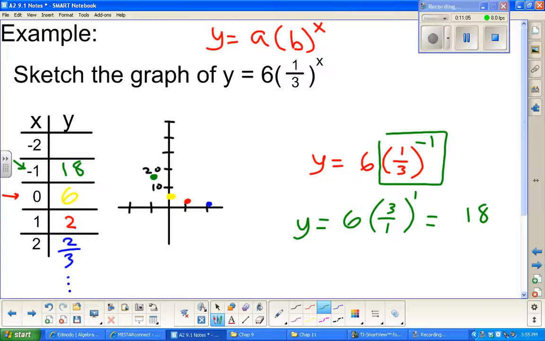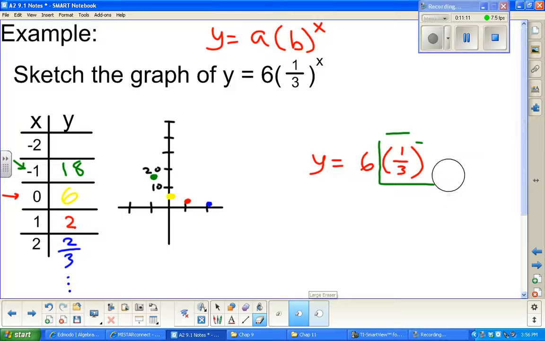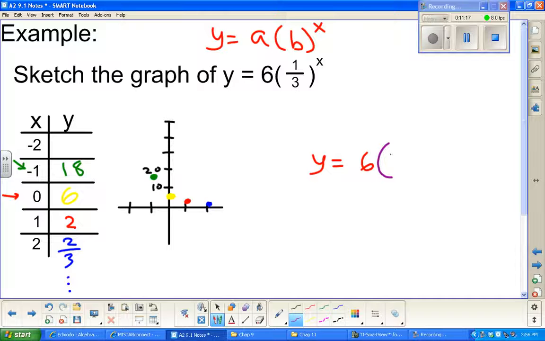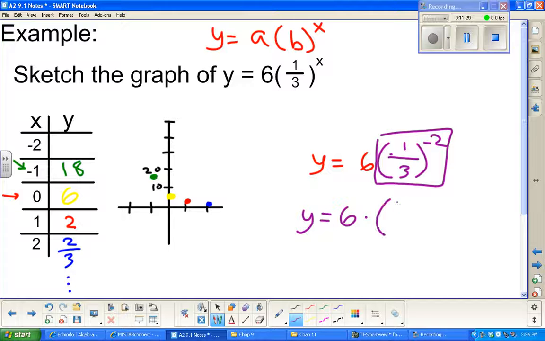Let's finish the last one. If the exponent were -2, let's rewrite this here: 6 times 1/3 to the -2nd power. Again, it's the reciprocal to the +2nd power. That's 3 to the +2nd power, that's 9. 6 times 9 is 54. So when we're at -2, we're way up here at 54. So that's why you get this other looking shape that's decreasing.